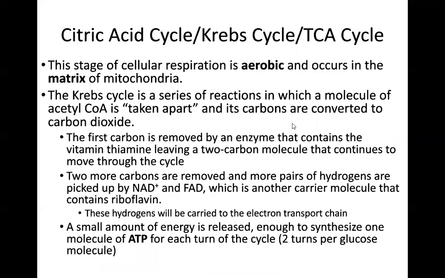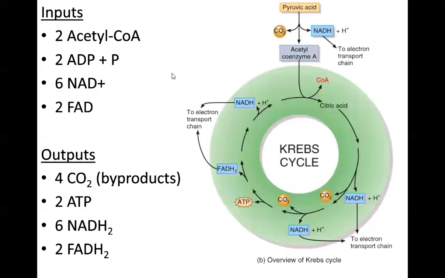Same thing will be seen here for the Krebs cycle. Krebs cycle is the term I use. Some textbooks use citric acid cycle. There's another term, TCA cycle. It's another aerobic stage occurring in the same place that the transition reaction occurs, the matrix of the mitochondria. It's a series of reactions in which a molecule of acetyl-CoA is taken apart. Its carbons are converted to carbon dioxide. Let's just look at it here on the next page, okay?